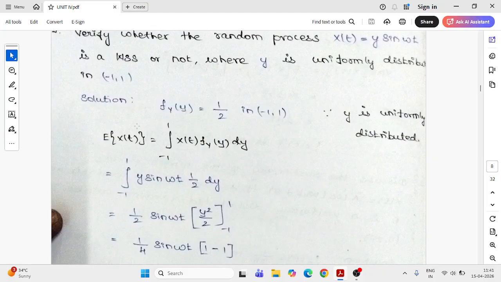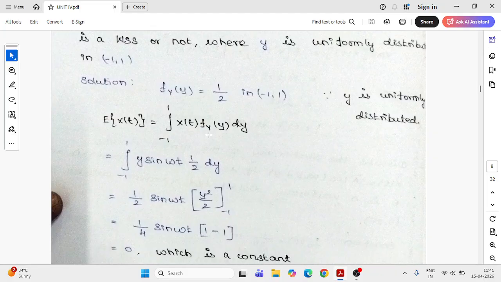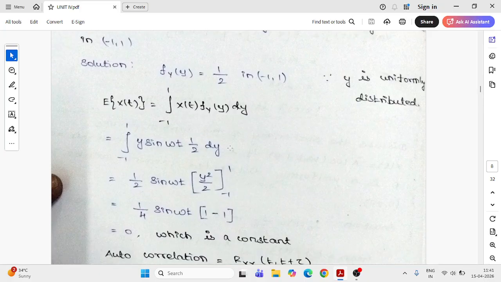Okay. Next we will go for the mean, which is expectation of x of t, which is equal to integral minus 1 to 1 x of t f y of y dy. Here in the given problem, x of t is y sin omega t, where f y of y, since it is uniform distribution, is 1 by 2 dy. Let us take all the constant terms outside. So this 1 by 2, and sin omega t is constant, so taken out. What is remaining? Only y.